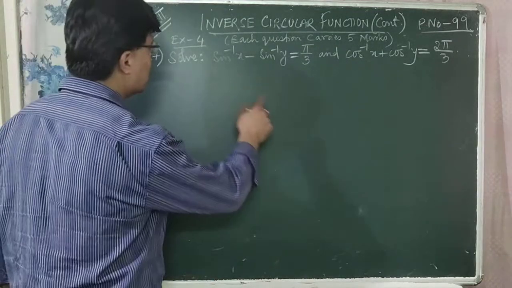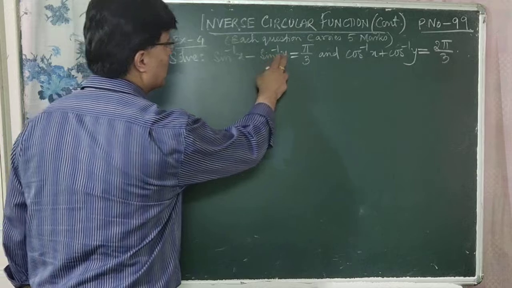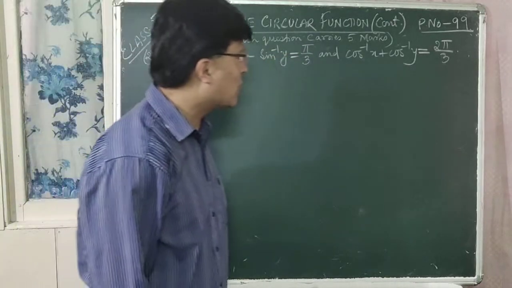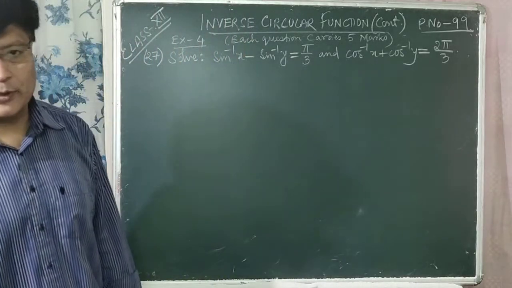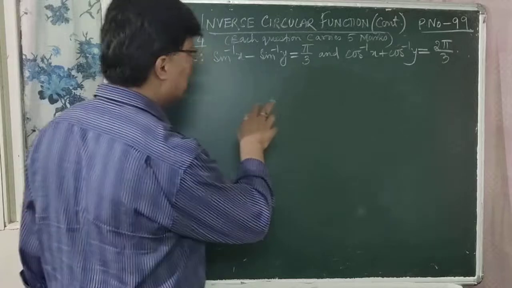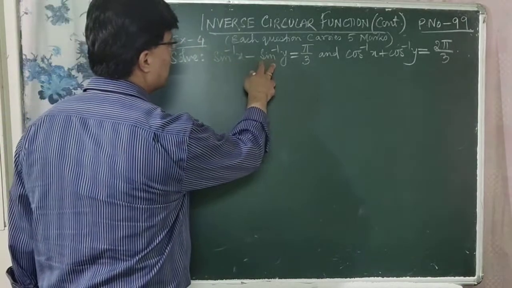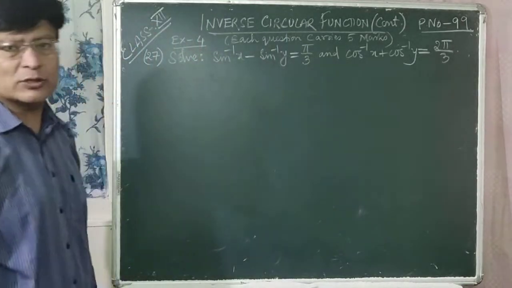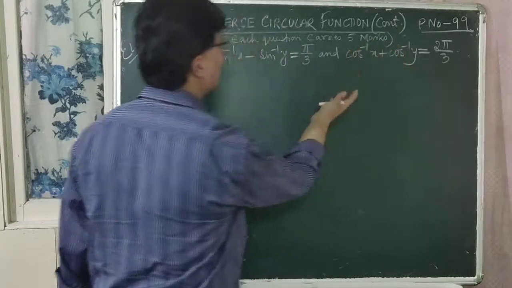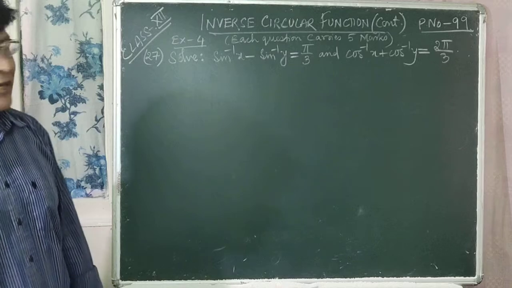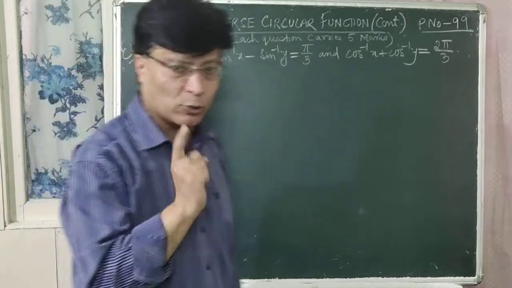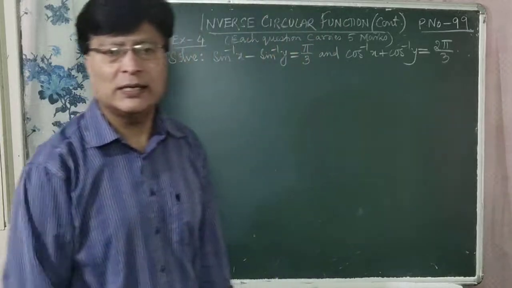So what is the first equation here? Sin inverse x minus sin inverse y is equal to pi by 3. And what is the second equation? Cos inverse x plus cos inverse y is equal to 2 pi by 3. Now in this case, you have to convert either sin inverse x and sin inverse y in terms of cos inverse x and cos inverse y, or you may convert cos inverse x and cos inverse y into sin inverse x and sin inverse y respectively. But you have to change only one equation, not both the equations.